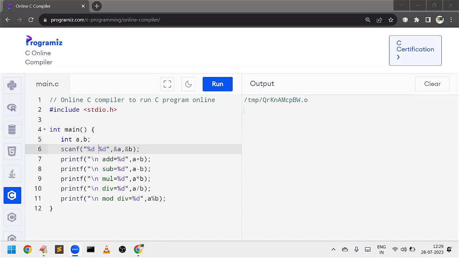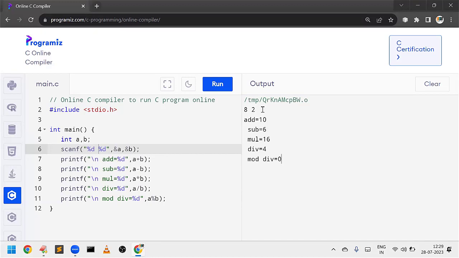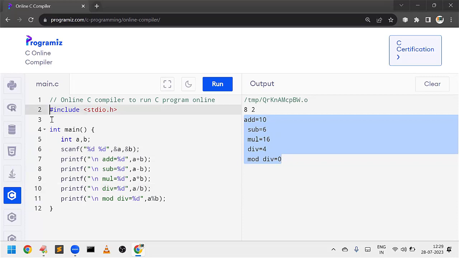Let us give the inputs here: 8 and 2. The value of a is 8 and the value of b is 2. We can observe the output here. Addition equals 10, subtraction equals 6, multiplication equals 16, division equals 4, and modulo division equals 0. This is about arithmetic operators in C language.